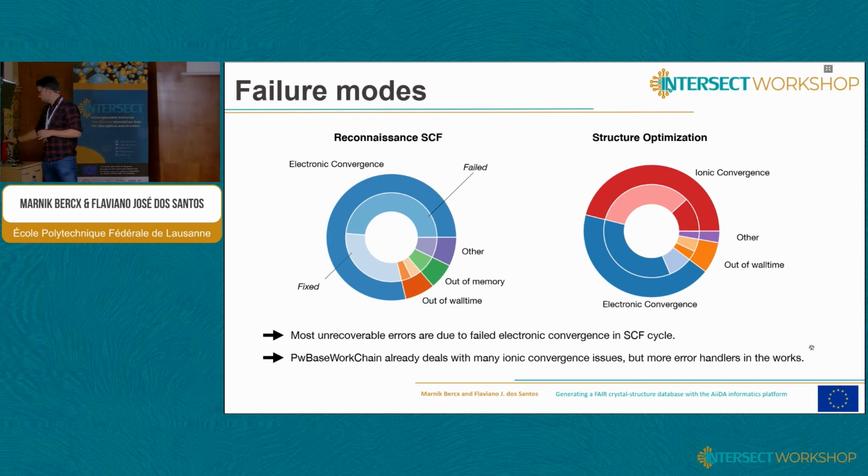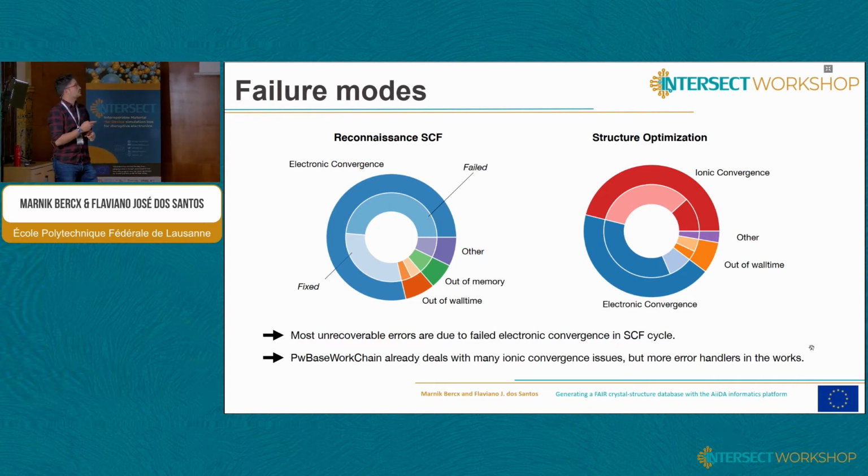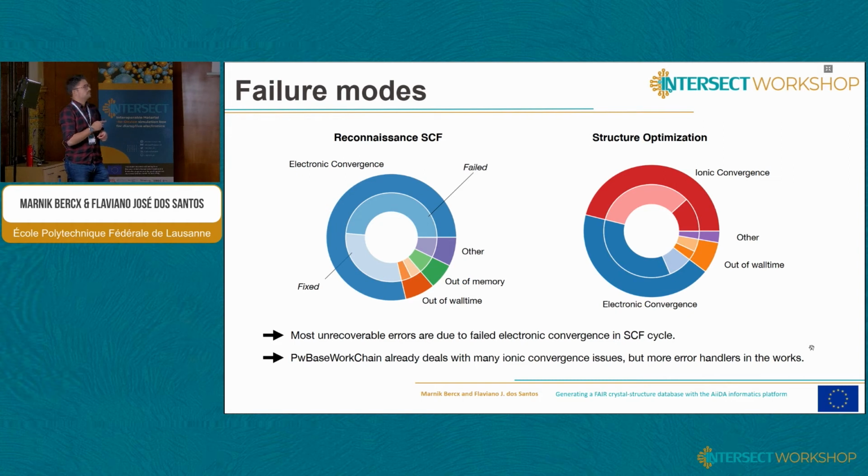And so here you can see two pie charts, one for the initial SCF calculation and one for the structure optimization. On the outside, you can see the failure distribution for the first run, the first calculation, so without any kind of corrections by this wrapper workflow. And we can see that in both cases, the electronic convergence is often the issue here, so it fails to converge to the electronic ground state. Now, in the inner circle, you can see the amount of these failures that our workflow is able to fix. So here you can see that of all the electronic convergence failures, about a third of them we can fix at the work chain level by changing the inputs, by changing the charge density mixing.